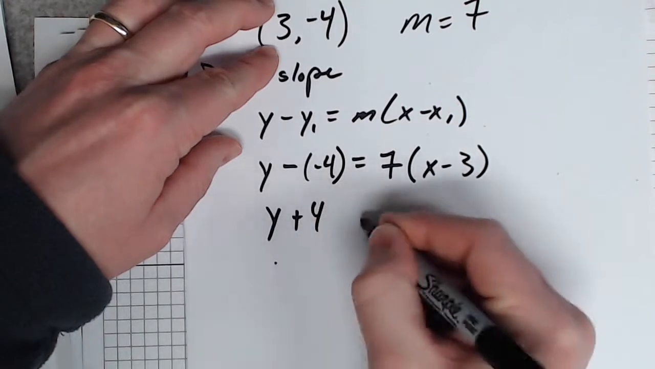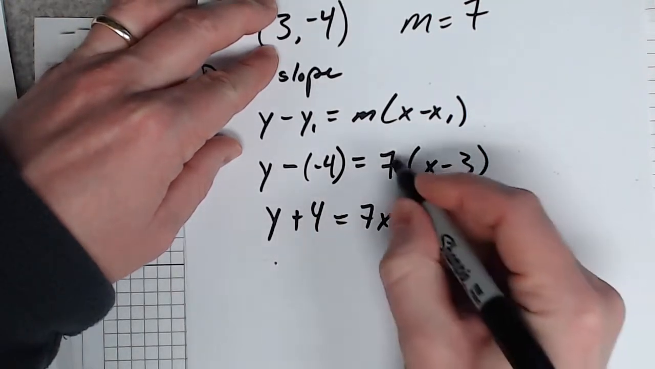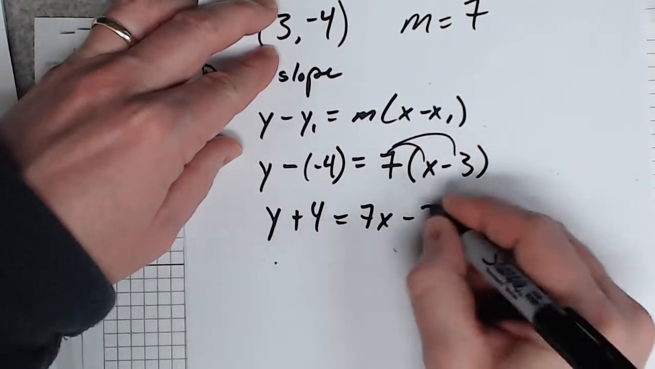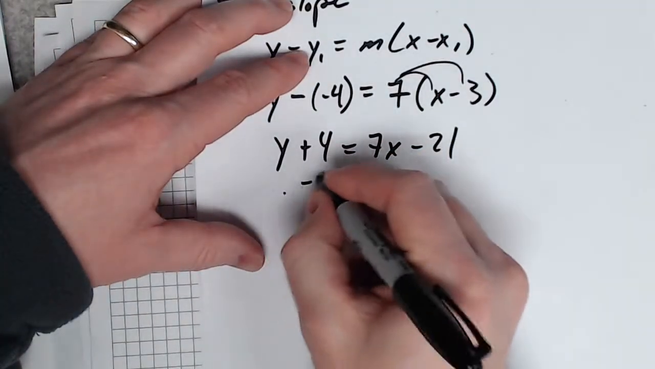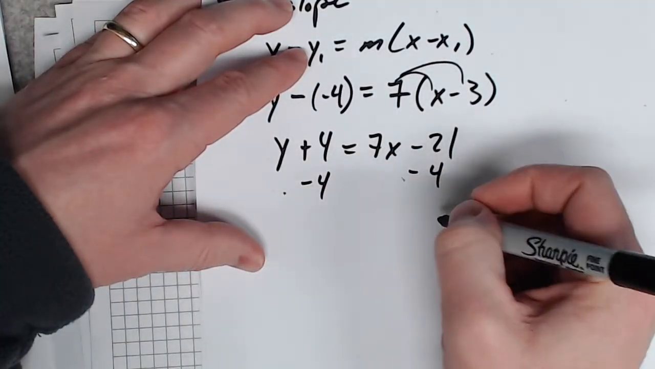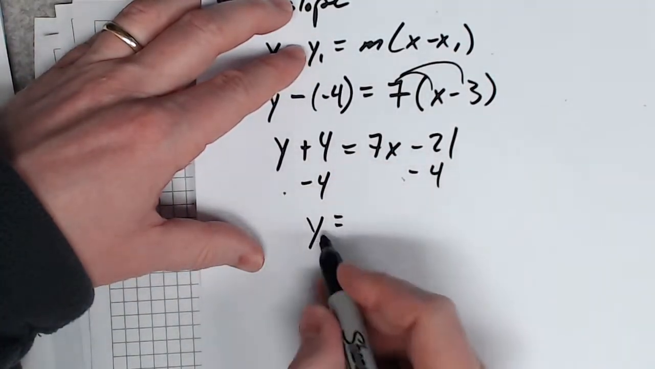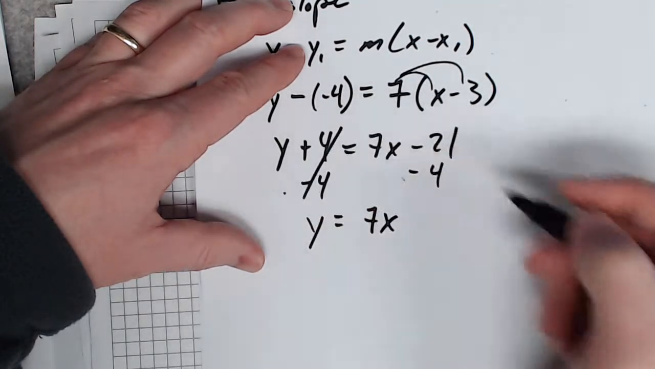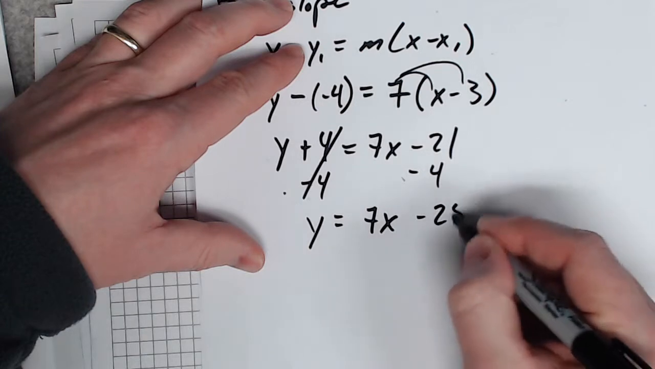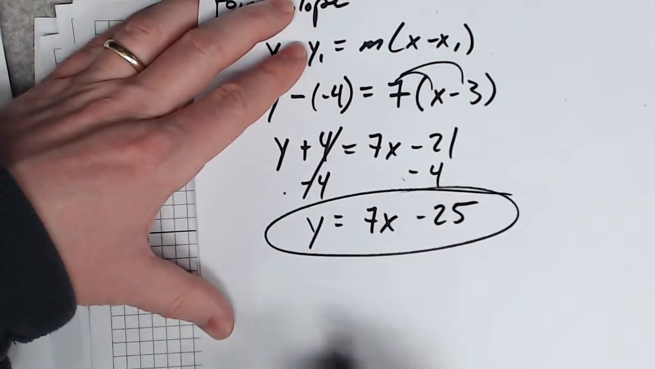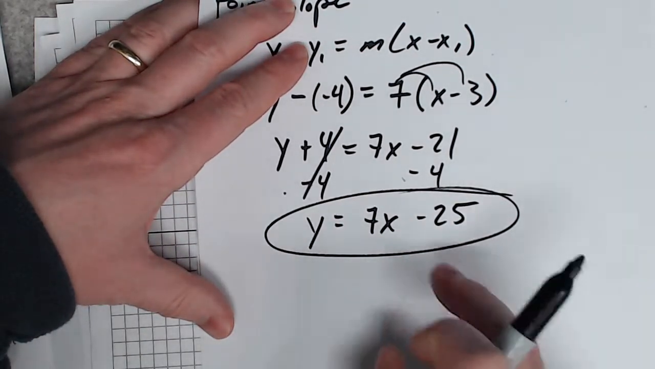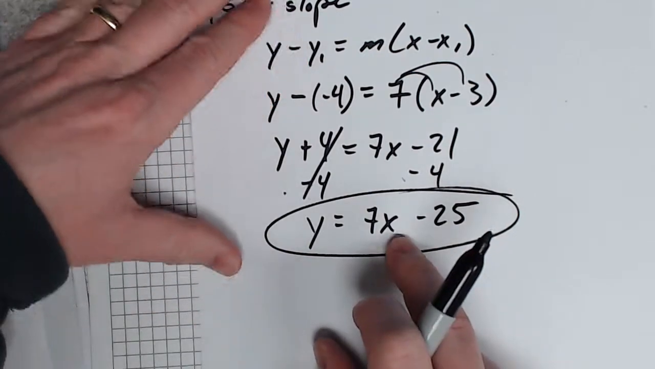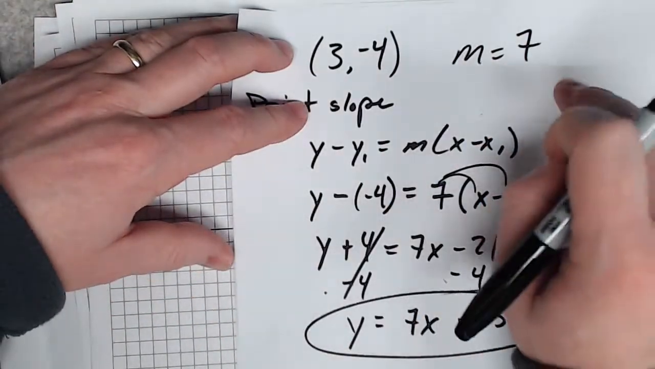y plus 4 equals 7(x minus 3). I'm just going to distribute that 7, minus 21. Subtract off the 4. The reason why I'm subtracting off 4 is I want to get y by itself, because that's slope-intercept form. There's slope-intercept form. This equation, if you graphed it, would go through this point, and it would have this slope.